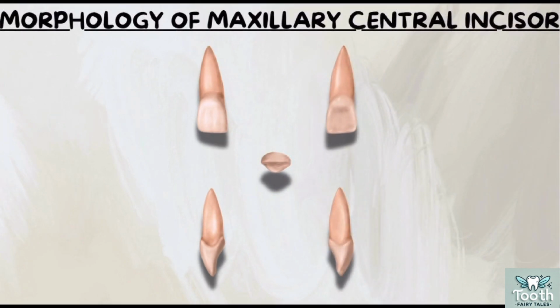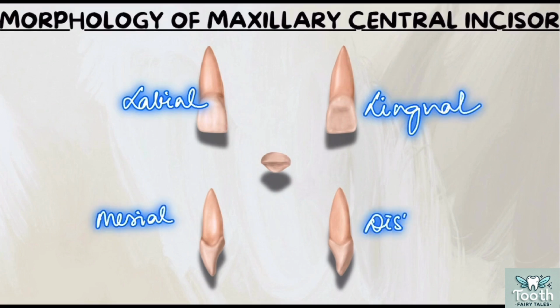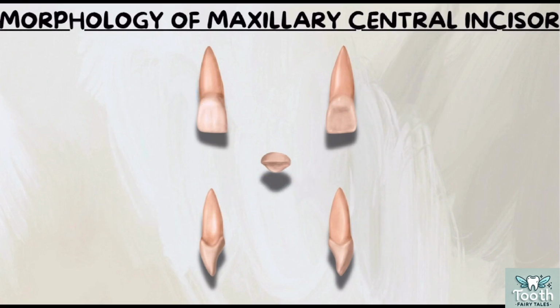There are 5 aspects of the permanent maxillary central incisor. This is the labial aspect, this is the lingual aspect, this is the mesial aspect, this is the distal aspect, and this is the incisal aspect. Let us begin our discussion with the labial aspect of the maxillary central incisor tooth.